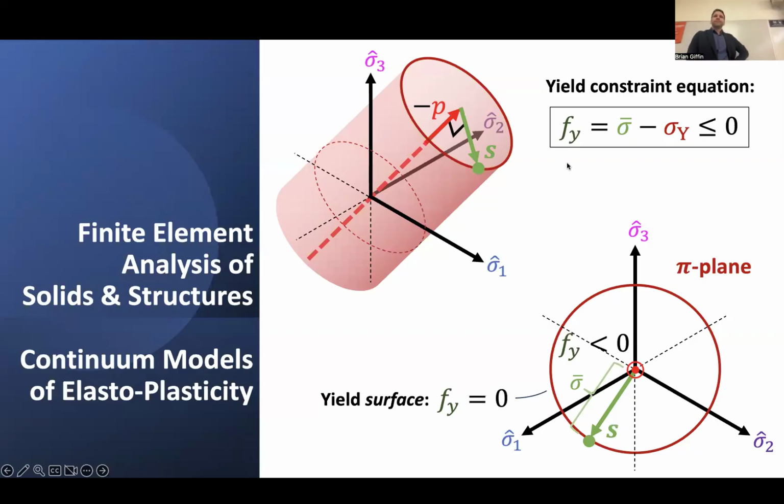Okay, so continuum models of elastoplasticity. I want to distinguish continuum as being pertinent to three-dimensional models. So when I say continuum, really, I'm referring to three-dimensional theories of elasticity, but now we're introducing this additional component of elastoplastic nonlinear material behavior.